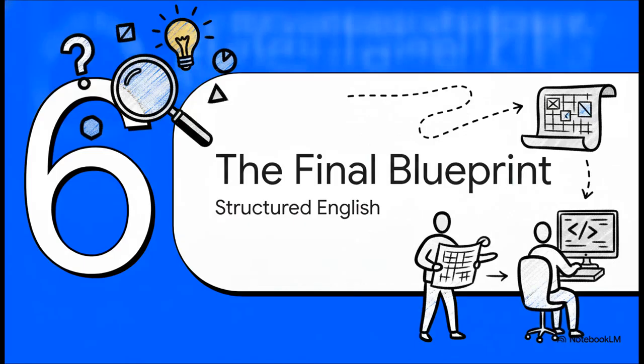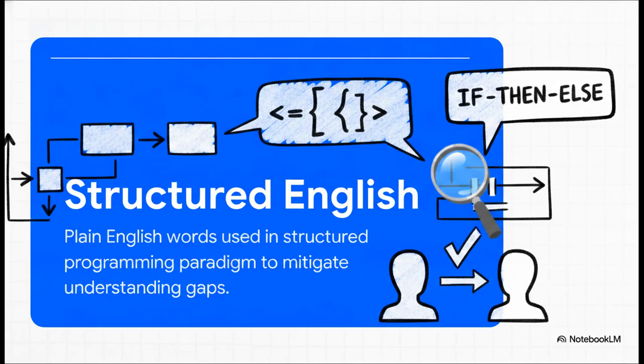Which brings us to our final section, the final blueprint. So we've gathered the clues, categorized the rules, and drawn the map. Now it's time for the final handoff. Because visual diagrams can sometimes still be misinterpreted by different people, analysts often use what's called structured English to write out the complex logic. This uses plain English words but wraps them within a structured programming paradigm, like if-then-else statements. It's a really clever way to describe exactly what needs to be coded without writing the actual code itself, bridging that understanding gap and helping programmers write error-free code without any confusion.